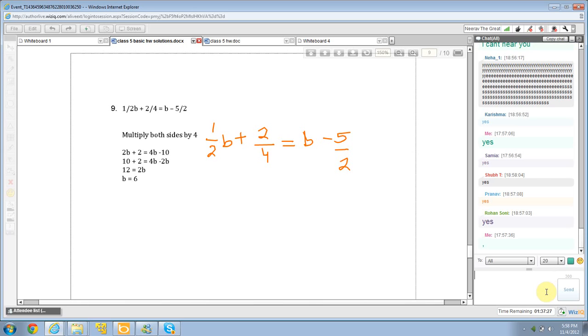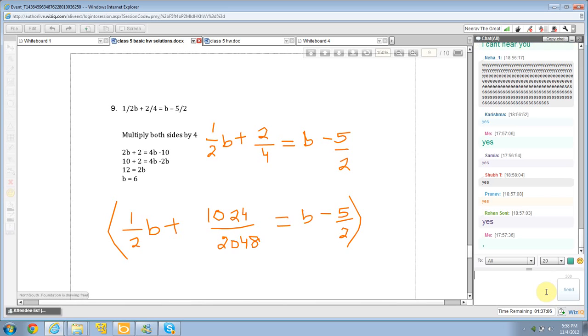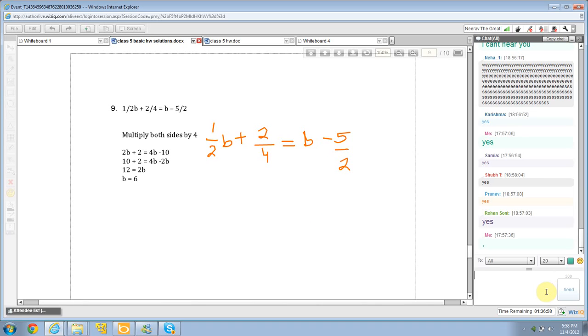In this case, you're just multiplying by 4, but in problems where you have like half b plus, let's take 1024 by 2048, which is the same thing as 2/4, is equal to b minus 5 halves. Well, are you going to multiply by 2048 the whole equation? Because you're just going to get really messy numbers. So instead, I would first simplify all the fractions you can. Because 2/4 is the same thing as 1/2. You're not going to change the answer of the equation. You're just making it a lot easier to work with.